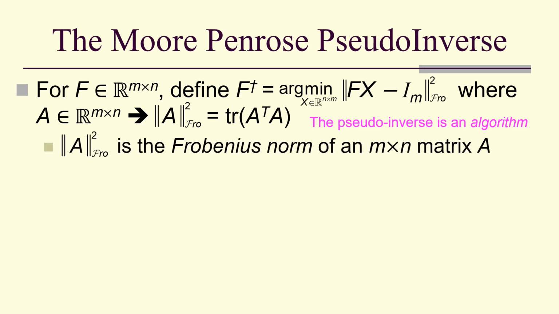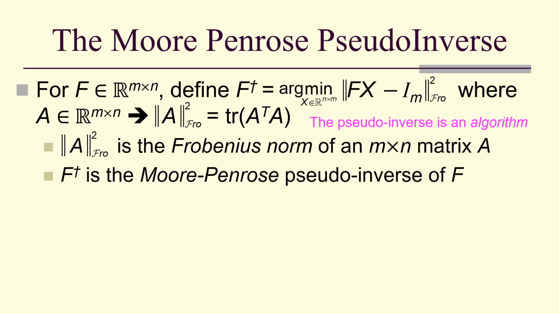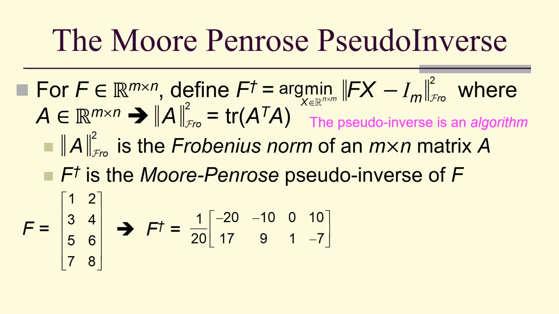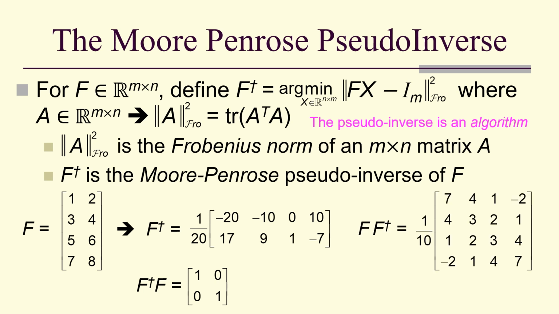So this is the Frobenius norm of matrix A squared, and F dagger is called the Moore-Penrose pseudo-inverse of F. For example, here's F. Here is its Moore-Penrose pseudo-inverse, the result of the algorithm. F dagger F is the identity, as we expected, and F F dagger is whatever the heck that is. There is some pattern there, however. And it's important. It's actually known as a projection.